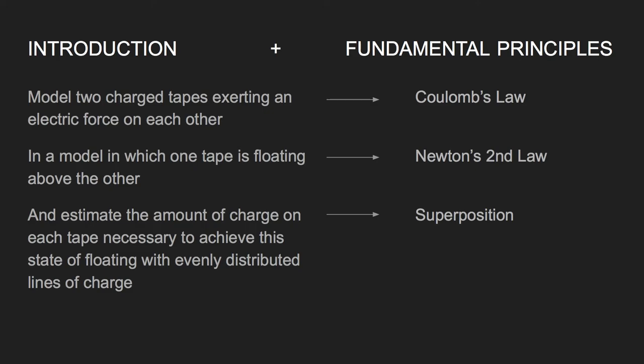And to estimate the amount of charge on each tape necessary to achieve the state of floating with evenly distributed lines of charge, that would be using superposition. So in this report, we'll go through the model and the data and then the coding that was used to find a new estimate of the charge on the tape using a line of charge instead of a point charge.